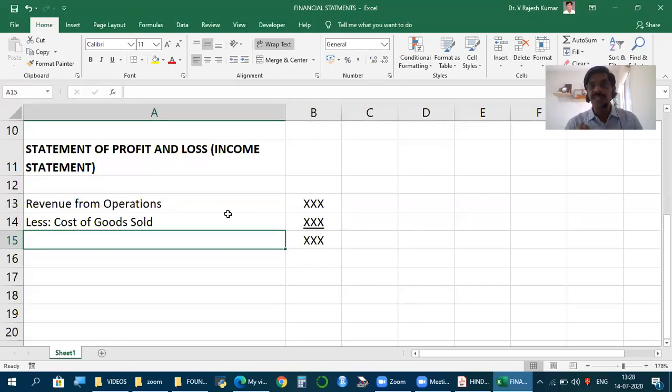But if it's a service entity, mind you, you don't have anything called cost of goods sold because it's a service entity. There are no goods which are being sold, so you don't come across this term. So depending on which entity, is there cost of goods sold or not? If so, how to find it is what we discussed. And when you do this, friends, what you get is called gross profit.